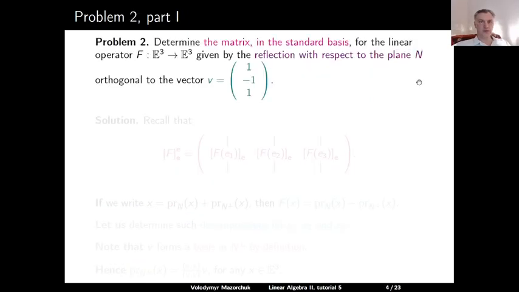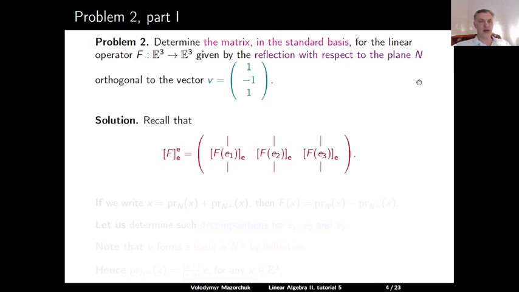Problem 2. Determine the matrix in the standard basis for the linear operator f from E3 to E3 given by the reflection with respect to the plane orthogonal to the vector v with coordinates 1, -1, 1.